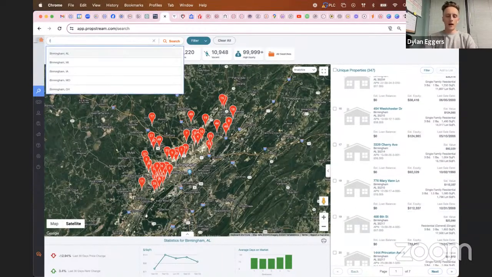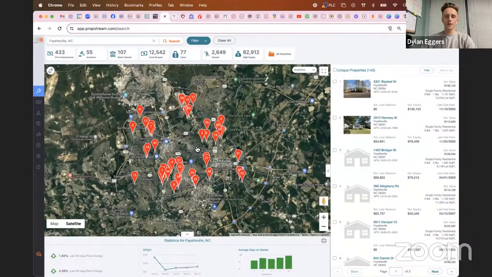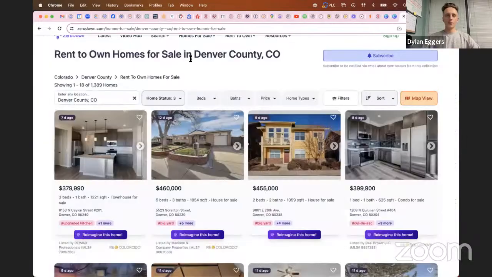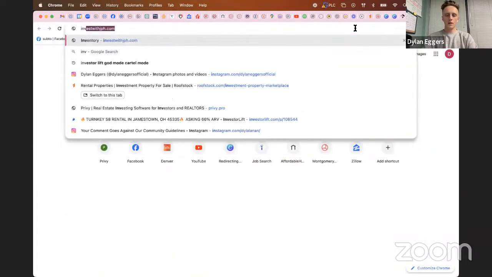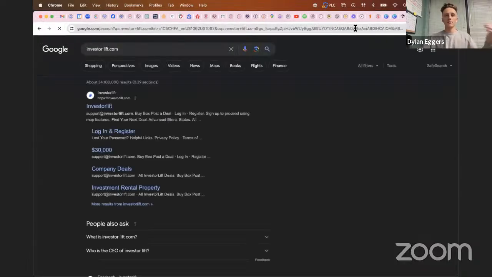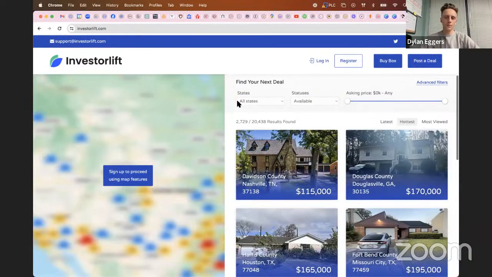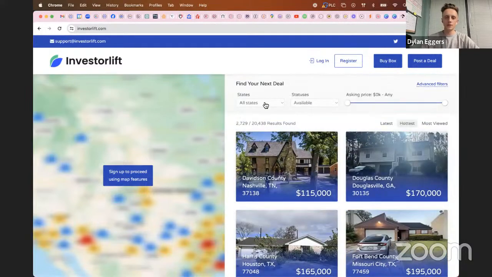So I could type in Fayetteville, North Carolina, 143, right? So this is just where you guys can find leads. Another place is called, so I want to close this, investorlift.com. This is the largest disposition wholesaling website there is. If you guys haven't heard of Investor Lift, definitely check it out. This is the largest platform probably in the country where wholesalers post their deals.